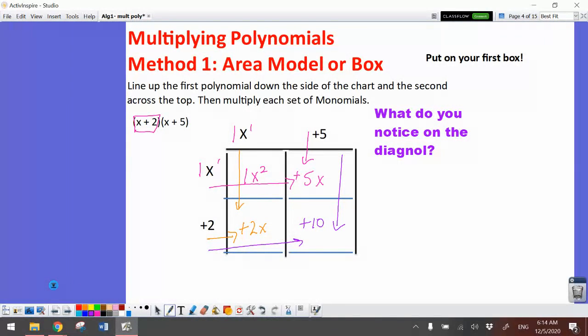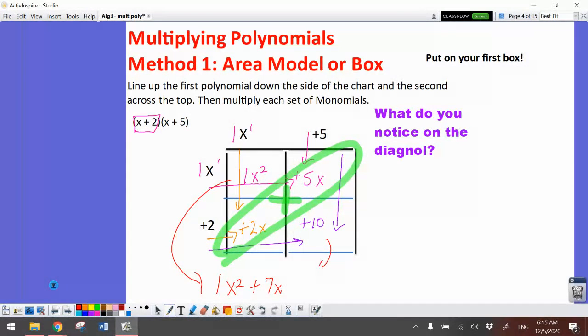Now what I want you to notice is that right here in the center is a giant plus sign. And that's important because those are like terms. So to pull the answer out of this, one pulls out, so 1x squared. 2x plus 5x, that's a positive 7x, and the plus 10 pulls. So here's my answer, 1x squared plus 7x plus 10.